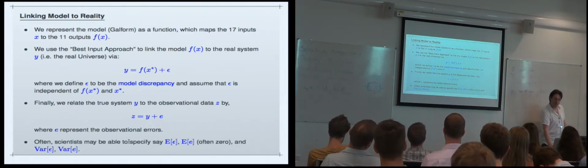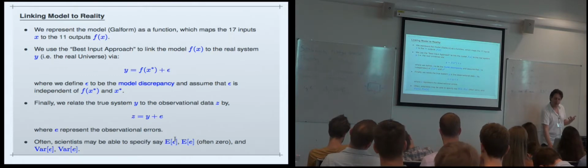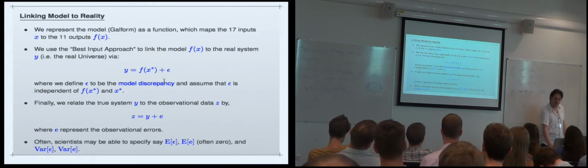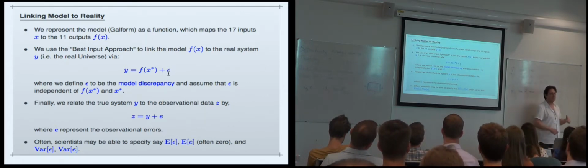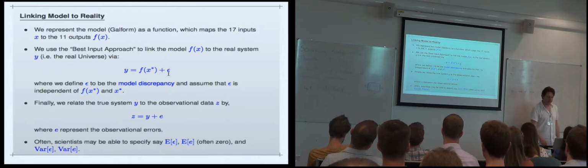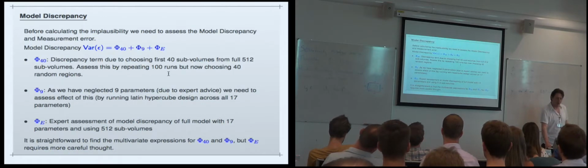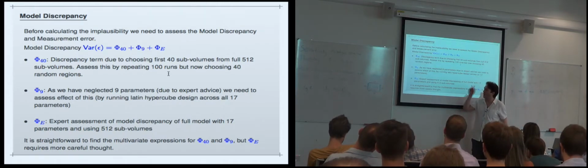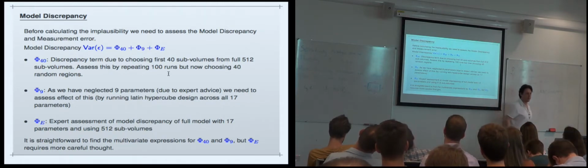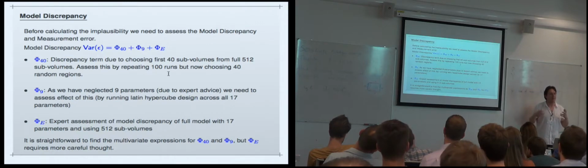Well, often scientists are able to specify something about the expectations of these two things. Quite often they're 0. And the variances of these two things. Remember, this guy is a vector. It's a vector of outputs, the same number of outputs as I have to emulate. So we need to say something about this. In this work, I won't go through the full details, but we spent quite some time estimating these uncertainties quite carefully. There were 7 in total.